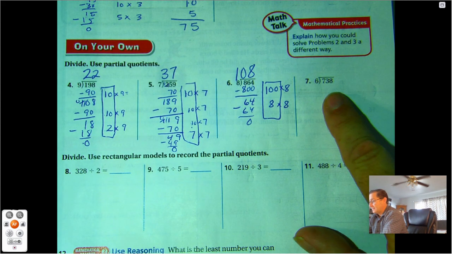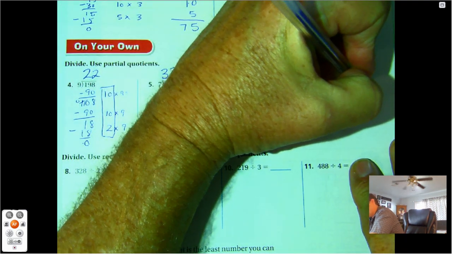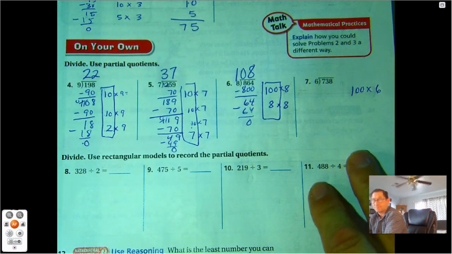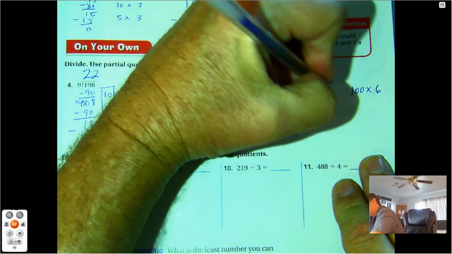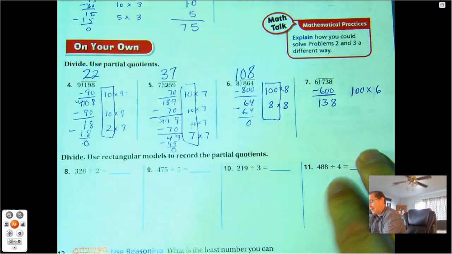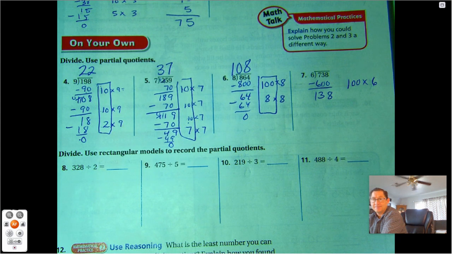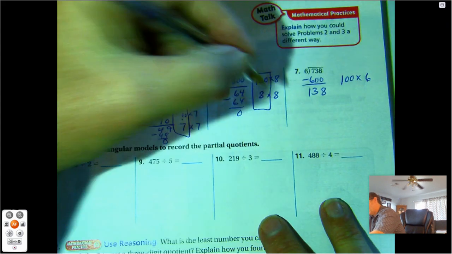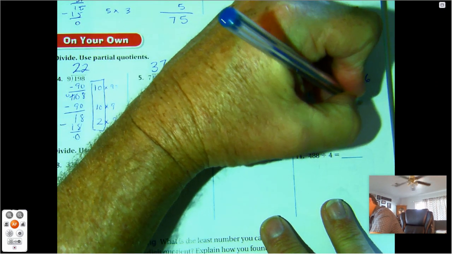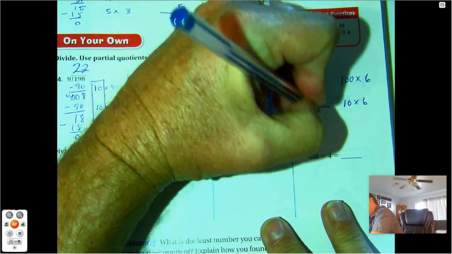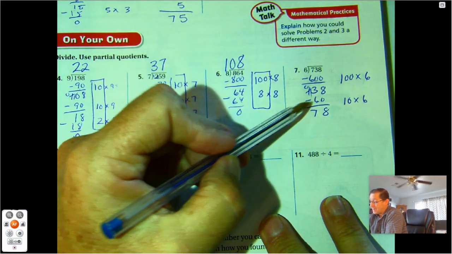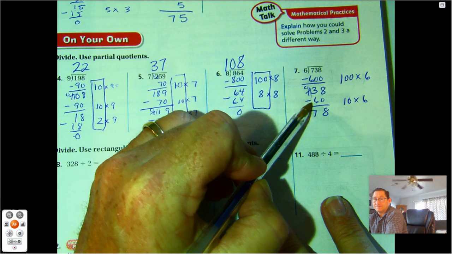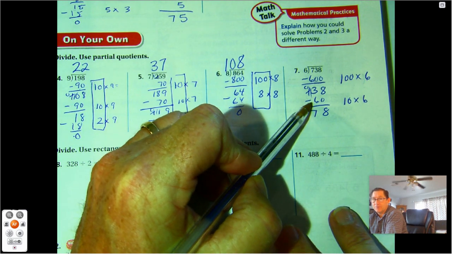738 divided by 6. Again, I'm going to start with 100 sixes. 100 sixes is 600. And now we're left at 138. Well, I'm going to take away 10 sixes. I know I can do that. That leaves me 78. So I could have taken 20 sixes away. If you wanted to do 20 sixes, that would have been 120.